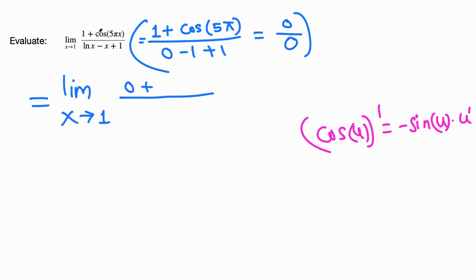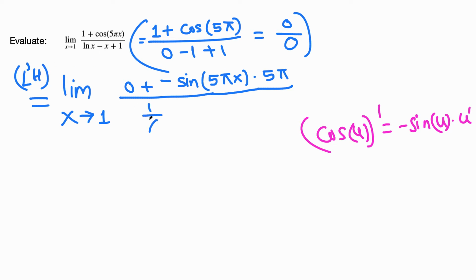That means the derivative of cosine pi x is negative sine pi x times the derivative of pi x, which is just pi. Pi is a constant, because pi is about 3.14. That's on the top. Now the derivative of the bottom. I'm using L'Hopital's rule and indicating that by writing LH. The derivative of ln x is 1 over x, minus the derivative of x which is 1, plus the derivative of 1 which is 0. We had 3 terms and I found the derivative.